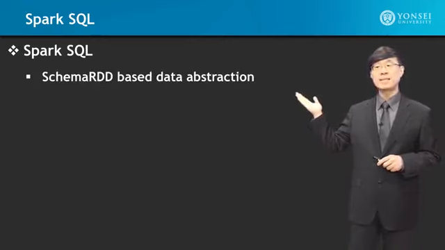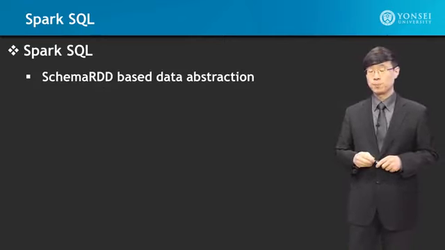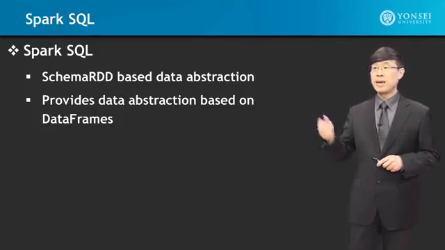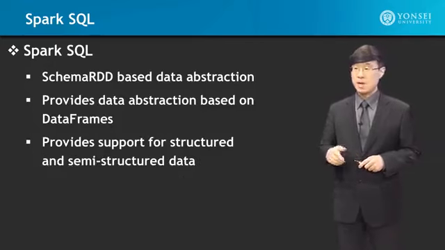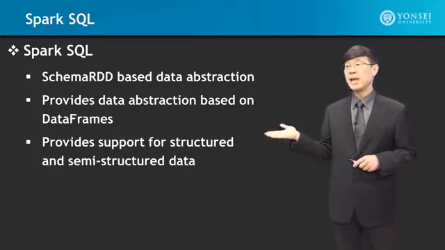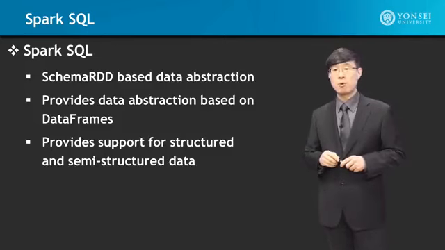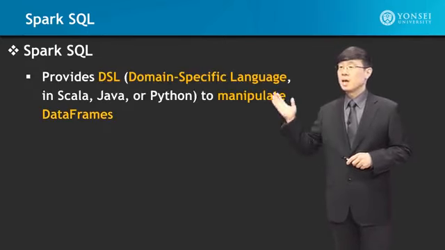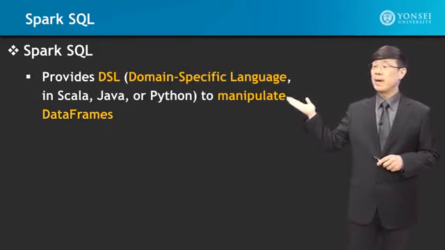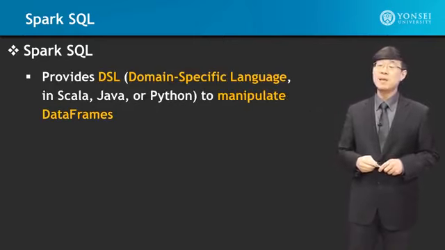Schema RDD-based data abstraction is used, and it provides data abstraction based on data frames. It provides support for structured and semi-structured data, which is so important. It provides DSL, domain-specific language in Scala, Java, or Python, to manipulate data frames.